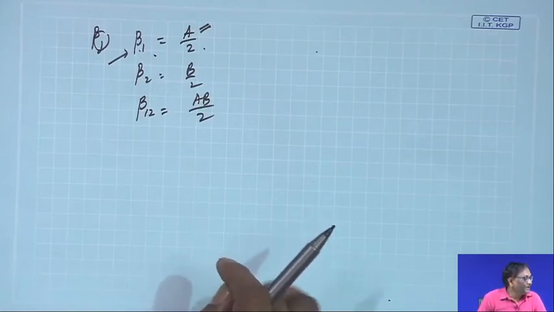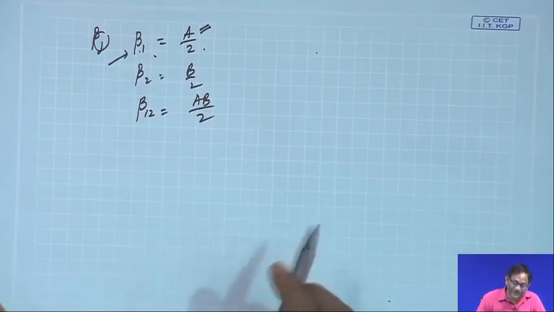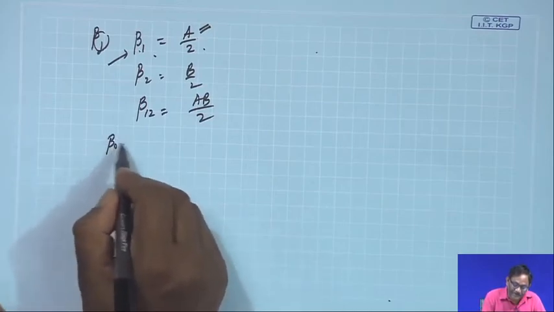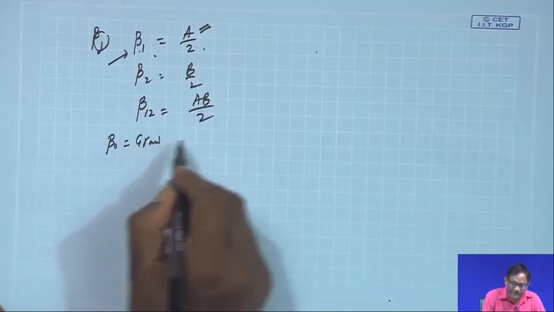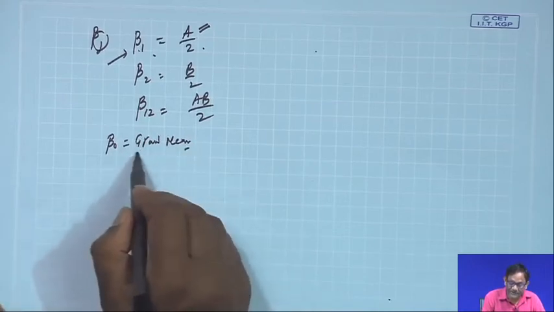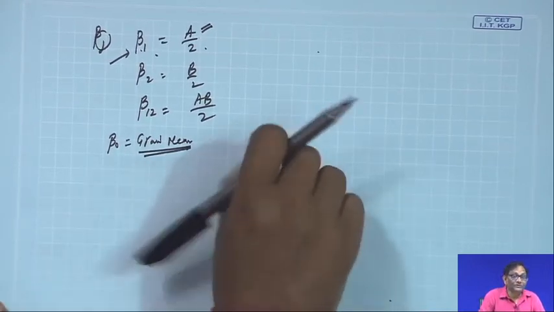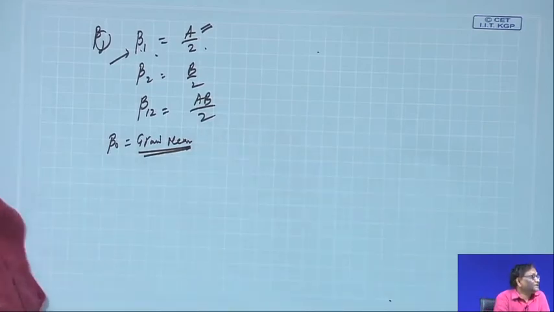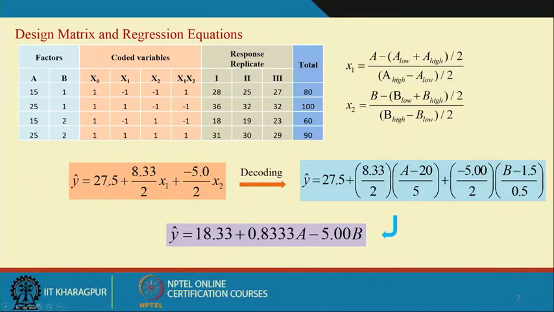As A and B are known, and also beta 0 will be the grand mean, that means from the data, the sample average. So, using this data you will get this equation. What about x1 x2? Because the AB interaction is not significant, this equation we got from the data given in this table.